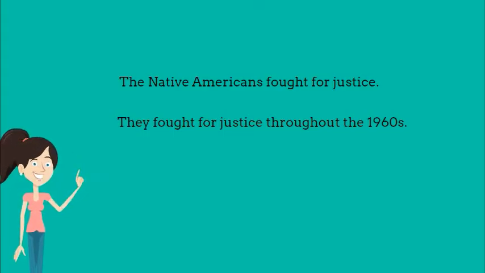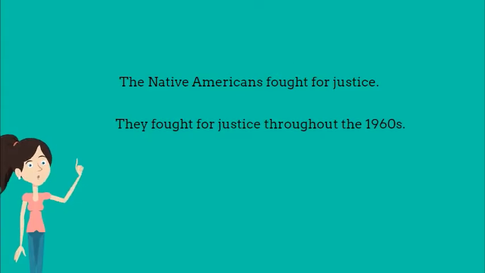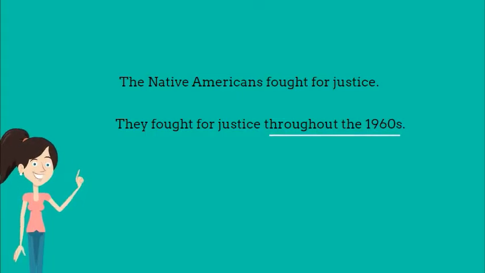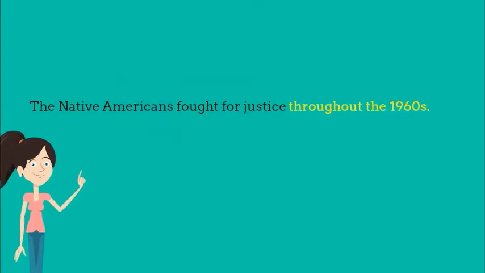Now, look at the second sentence that begins with a pronoun. It replaces Native Americans and has the same verb as the first sentence, which is fought. The only part in the second sentence that is needed for sentence combining is the prepositional phrase, throughout the 1960s, and it can be combined with the first sentence to read, the Native Americans fought for justice throughout the 1960s.